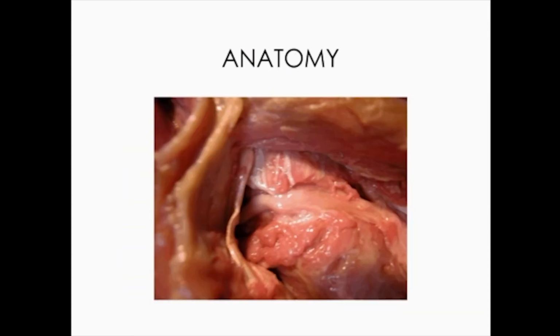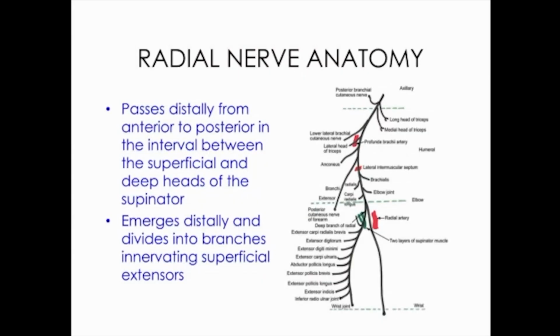So in this dissected specimen, you can see the posterior interosseous nerve beneath the superficial head of the supinator, which has been divided here. And then the PIN passes distally from anterior to posterior in the interval between the superficial and deep heads of the supinator. It emerges distally and divides into branches innervating the superficial extensors.